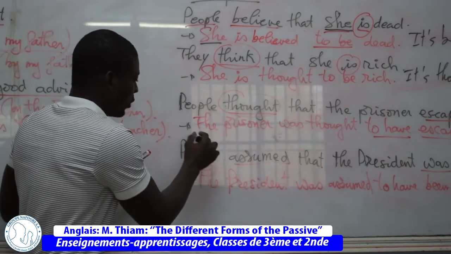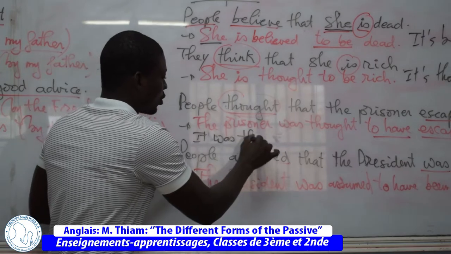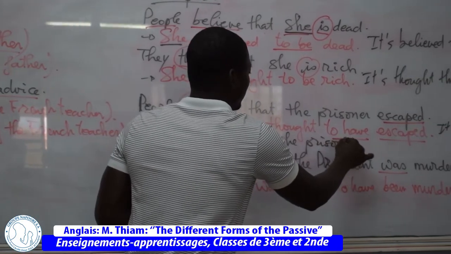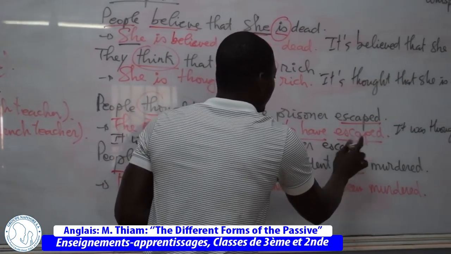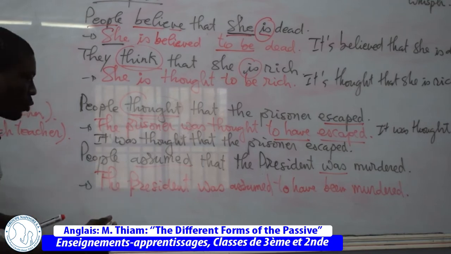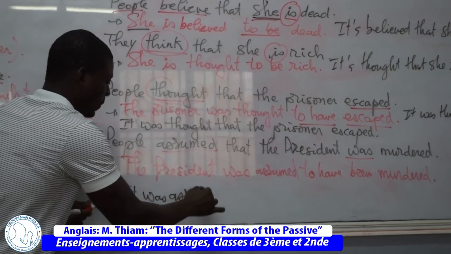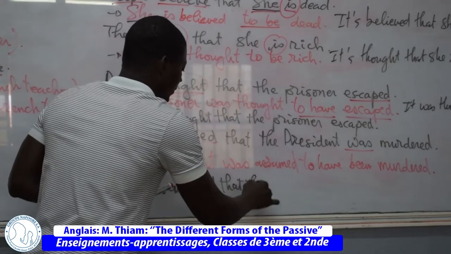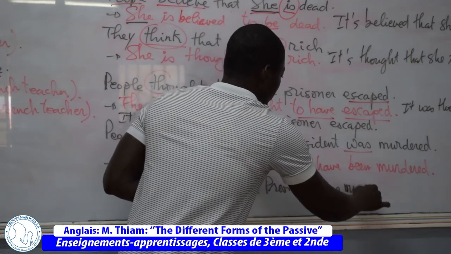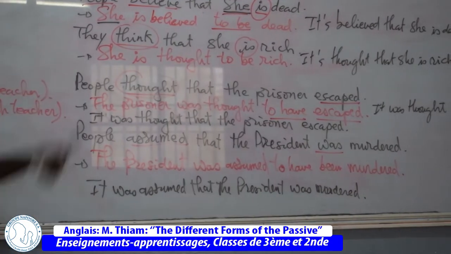Now, if we want to use a simpler way, we can just say it's, or it was. It was thought that the prisoner escaped. Okay? As I told you, this is less common than this one. The president was assumed to have been murdered. It was assumed that the president was murdered. Okay? So now this is the impersonal passive.